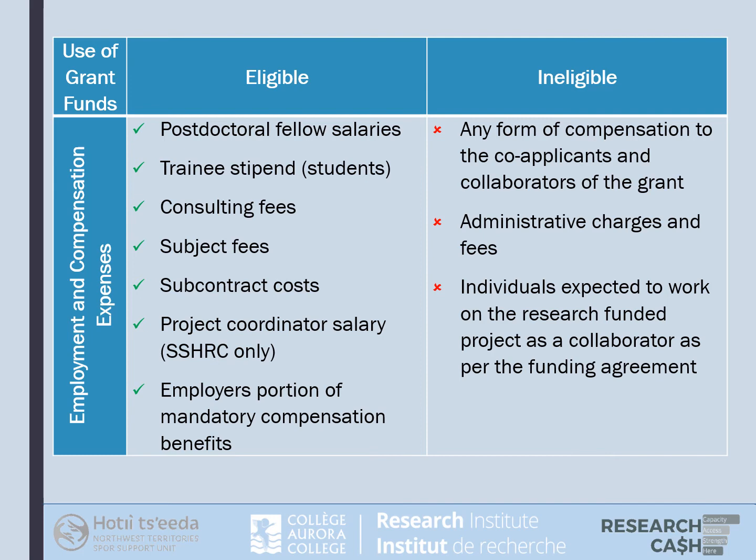Whereas some ineligible ones, as we know, any form of compensation to co-applicants and collaborators of the grant, that's again, no personal gain. Administrative charges and fees, and that's because those are considered indirect costs. And then individuals expected to work on the research funded as a collaborator per the funding agreement, again, personal gain. So you can pay people from your grant, but then they cannot also be listed as collaborators or co-applicants. That's the distinction there.